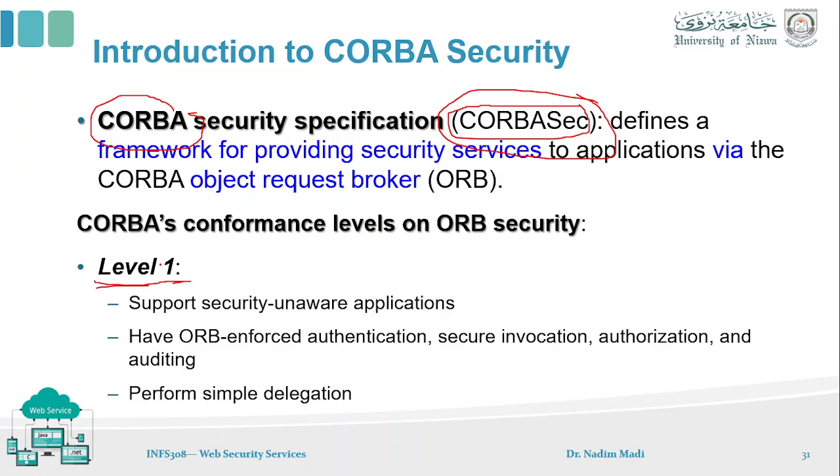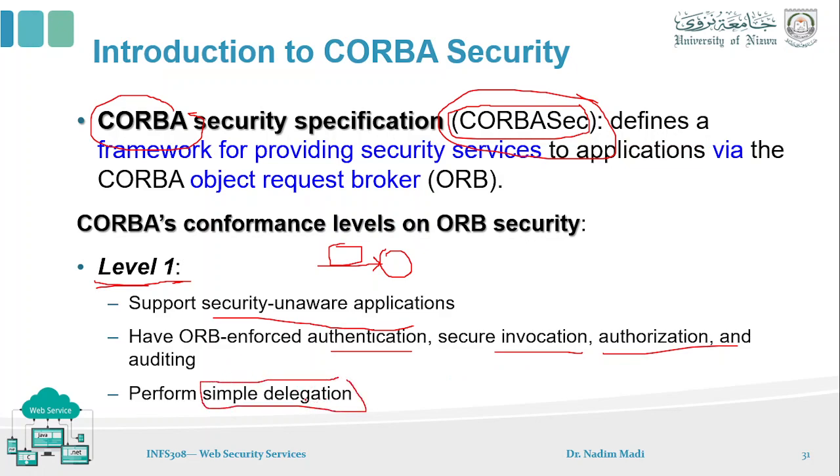So if we implement level 1 security, we're able to support security on our application. Meaning that CORBA or the middleware will be able to provide security for the application message itself, trying to secure or maybe encrypt the message itself. Having ORB enforced authentication, secure invocation, and authorization, those will be handled by level 1. Performing simple delegation will also be supported by CORBA. And we know what simple delegation means from the previous slides.